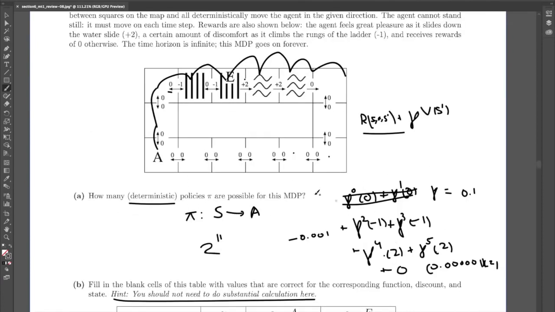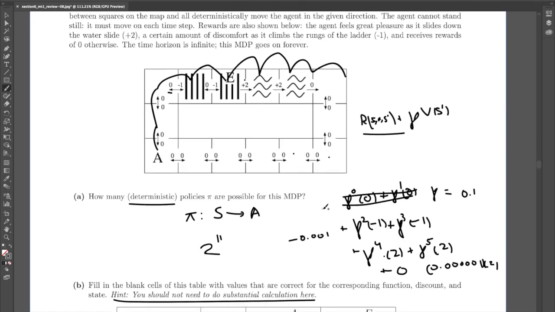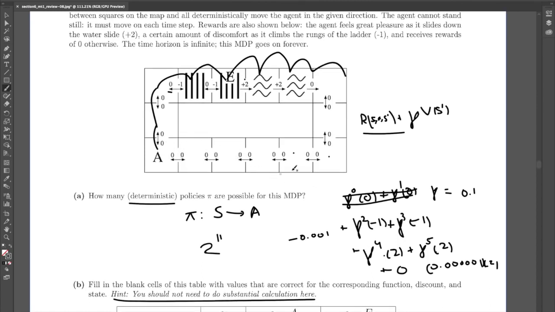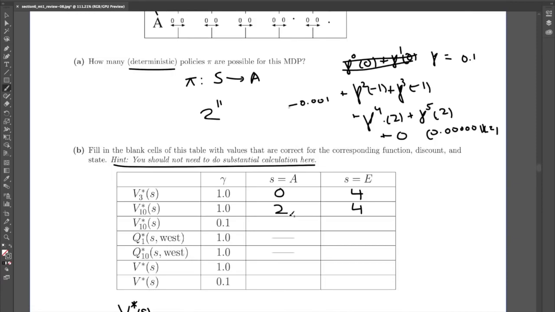And what does that mean? It means that the clockwise path is going to have a net negative reward for the agent, whereas the counterclockwise path is going to have a net 0 reward. So what would an optimal agent do? It's going to want to choose the 0 reward path. So the value here is equal to 0.